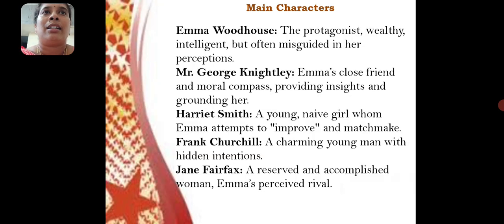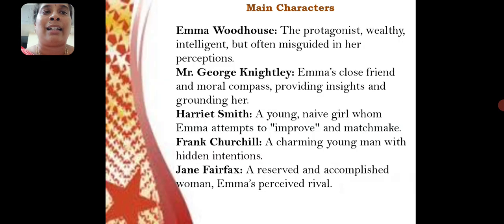Meantime, after the failure of matchmaking Harriet with Hilton, she thinks Harriet will be a good match for Frank. The incident which makes her think so is when Frank Churchill saves Harriet from the gypsies. This incident makes her feel that Harriet and Frank Churchill will be a good match for each other. Even Harriet approves of this, without revealing the true person whom she loves.